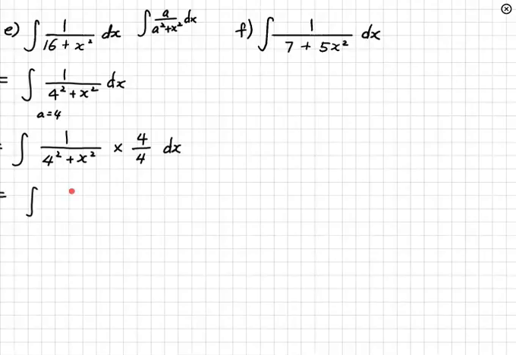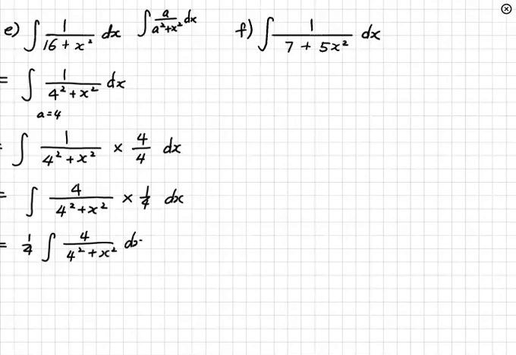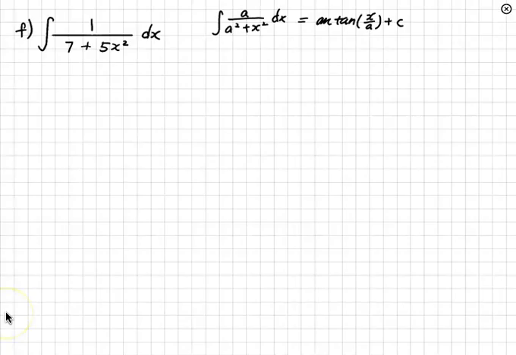So now I have 4 over 4 squared plus x squared times by a quarter of dx. Now I can take this quarter out of the integration. So therefore it's a quarter integration 4 over 4 squared plus x squared of dx. So now I can say this is a quarter arctan of x on 4 plus c. Now question F again is actually using the arctan.